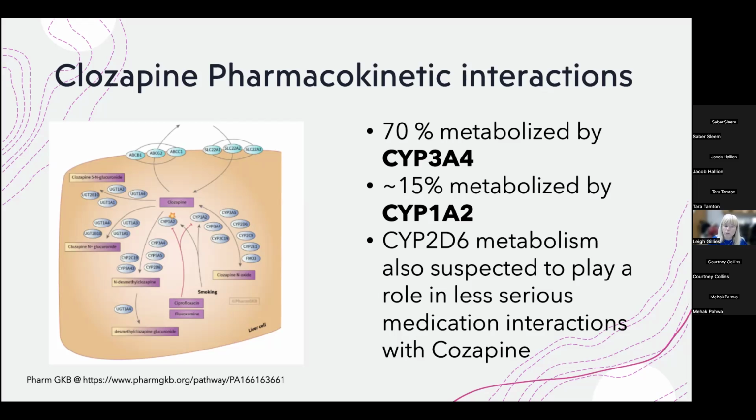There's also some 2D6 metabolism that doesn't significantly affect the clozapine levels, but it's something to be aware of. Also, genetic variability can play a role. People of Asian descent may have reduced CYP1A2 metabolism, so they may be more sensitive to clozapine therapy. People of European and sub-Saharan African descent will have higher CYP1A2 metabolism, so they may require higher doses, especially people of sub-Saharan African descent.